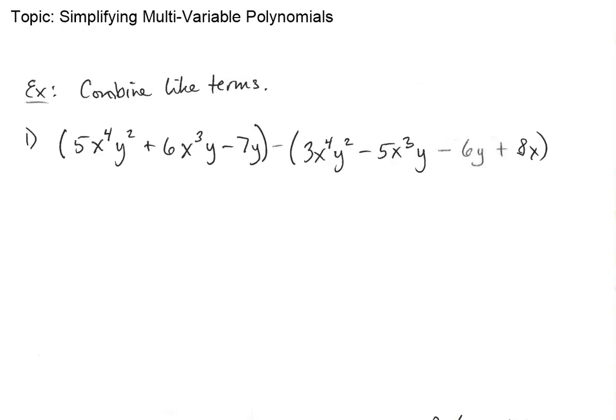We have a set of parentheses containing 5x to the fourth y squared plus 6x cubed y minus 7y, close parentheses. Then we have a minus sign. Then another set of parentheses, these containing 3x to the fourth y squared minus 5x cubed y minus 6y plus 8x. Now, that's a lot to work with.